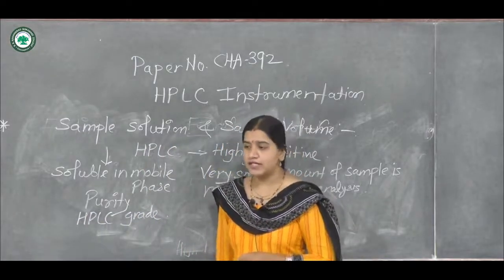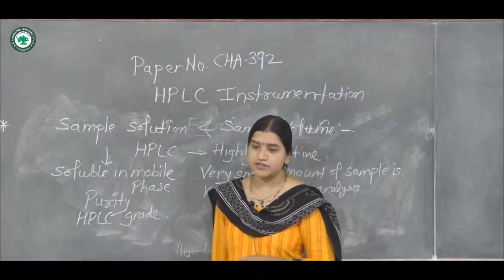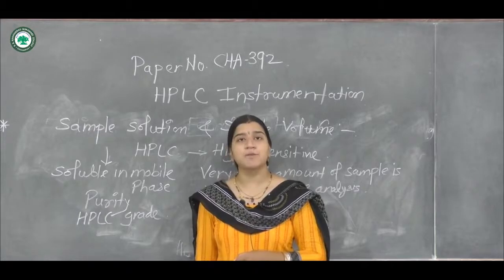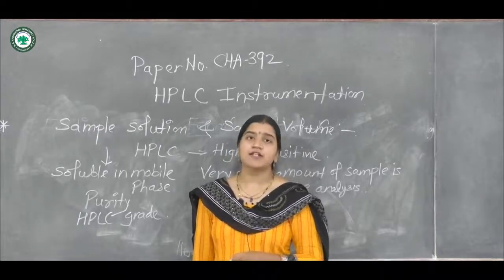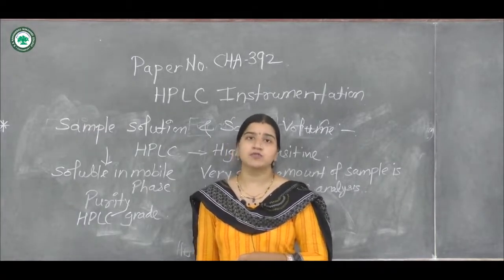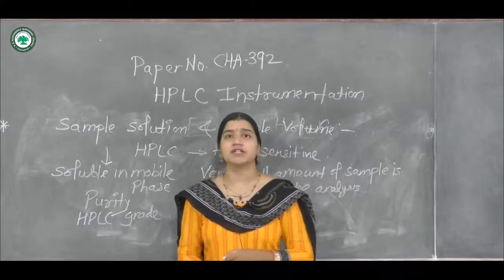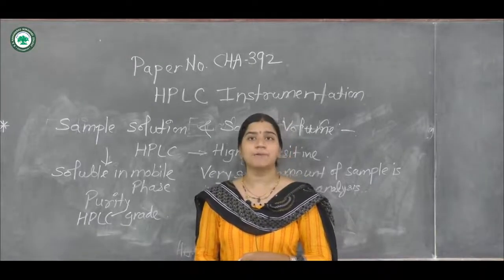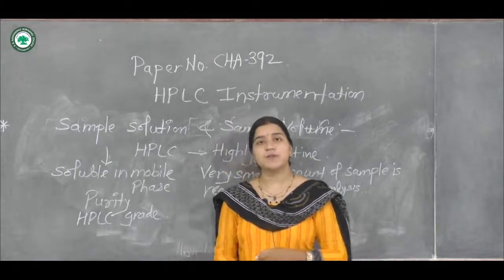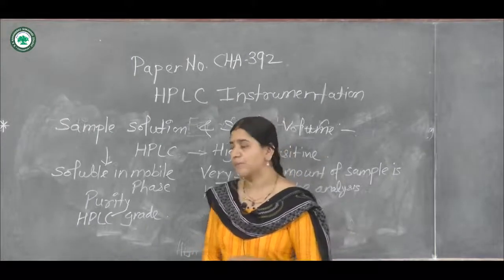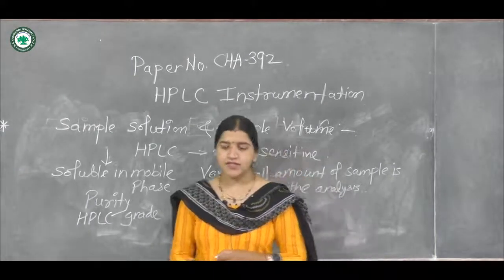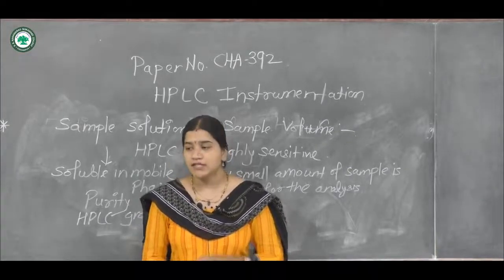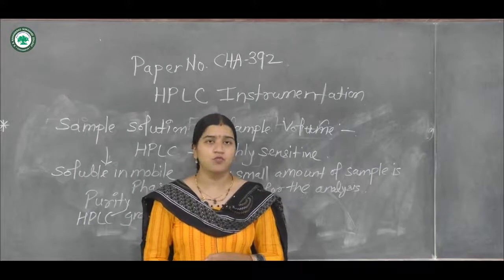So whenever you are dealing with HPLC, what are the conditions that you have to consider for a sample? The first thing is the sample should be highly pure. Second, your sample should be completely soluble in the mobile phase or the solvent that you are using in HPLC. And the third one is the amount of sample injected inside the HPLC should be minimum. So these are the different aspects that we have to study while considering the sample solution or the sample volume.